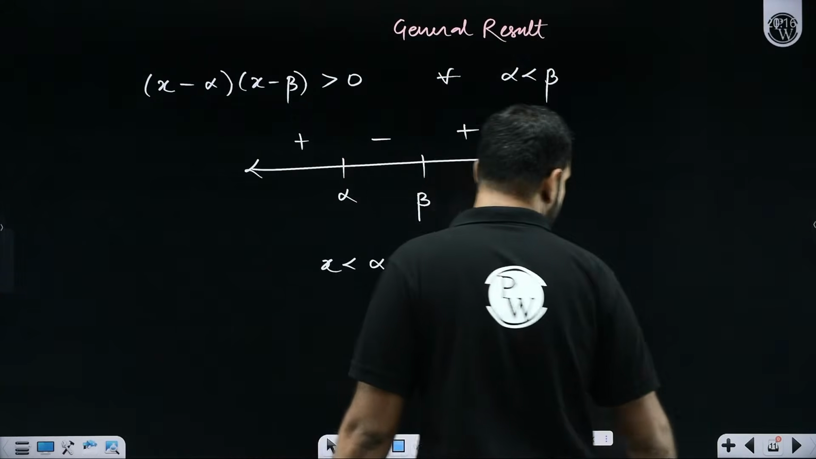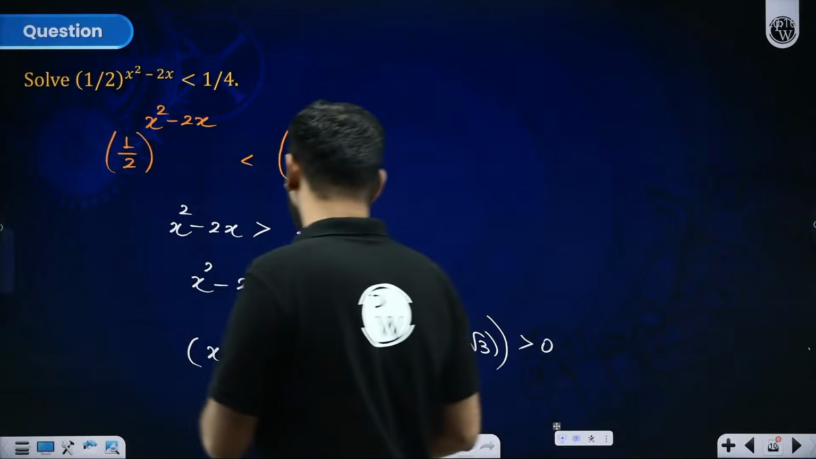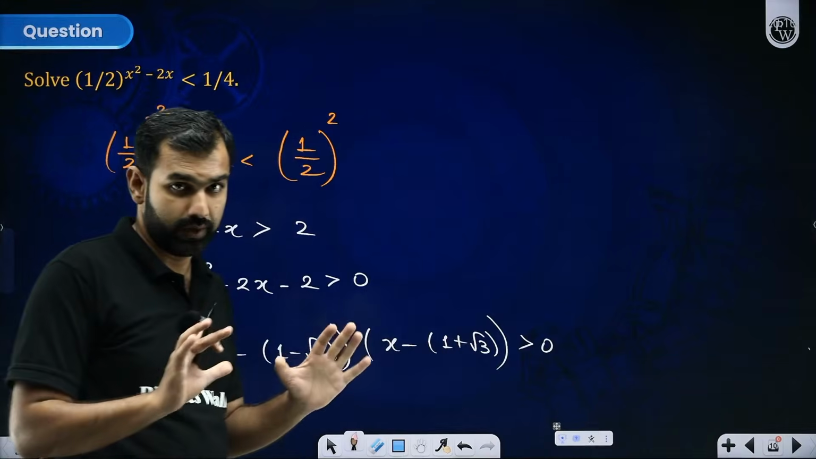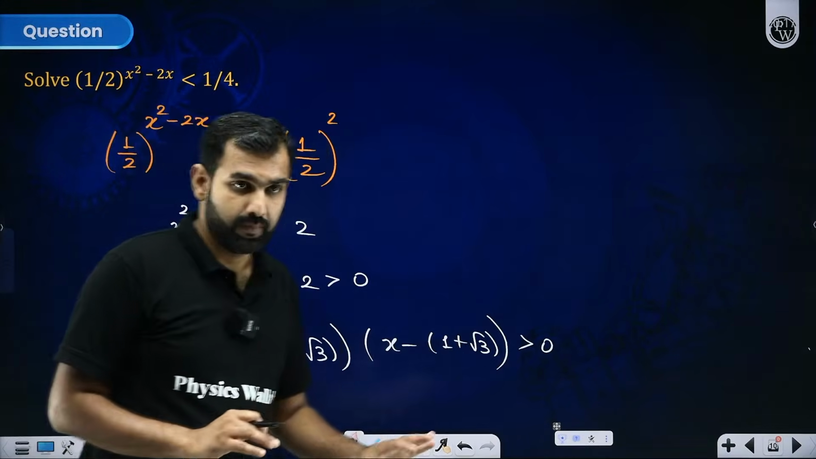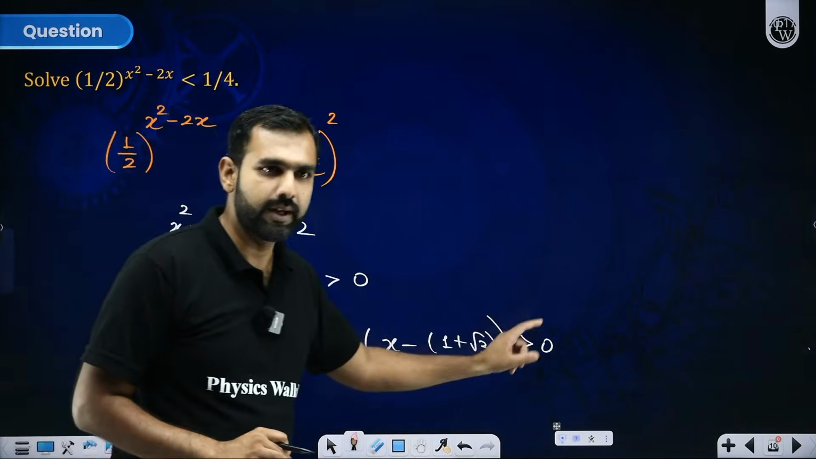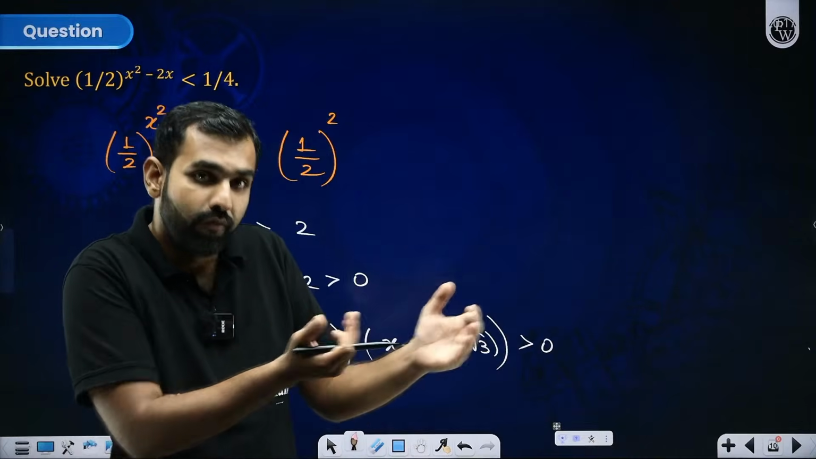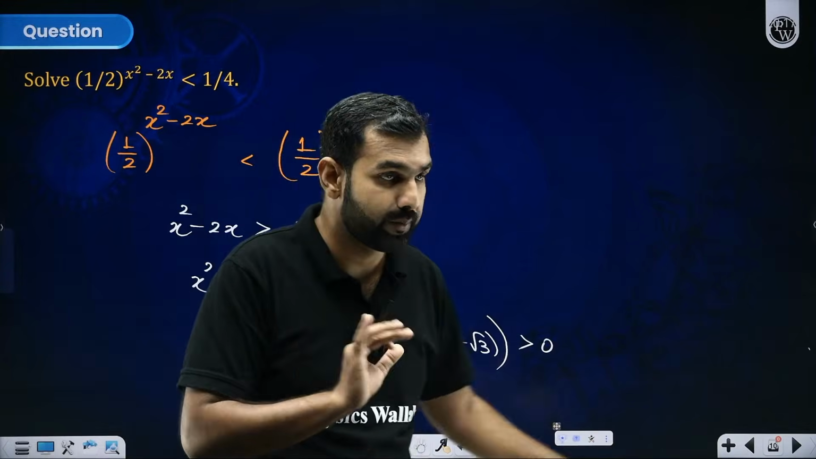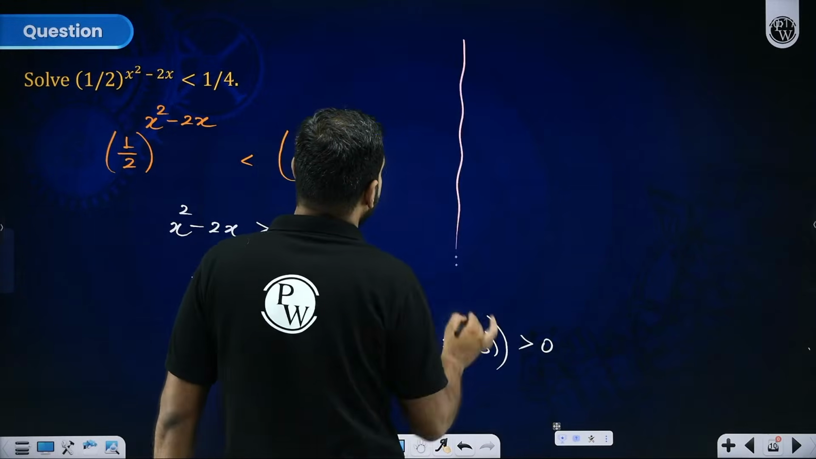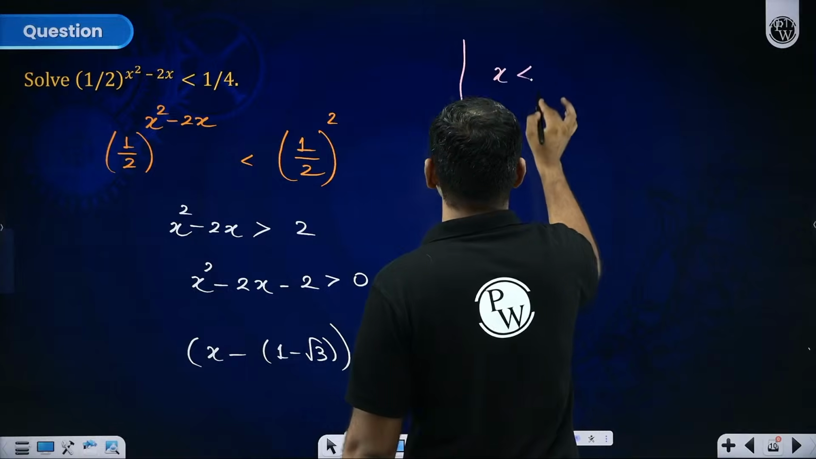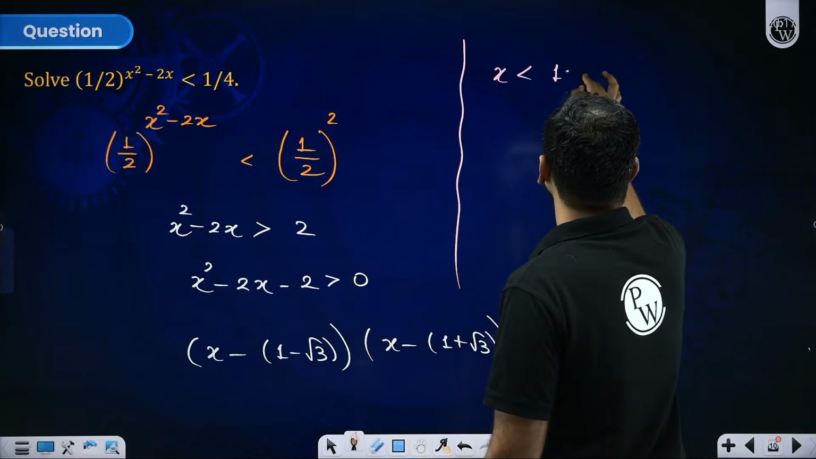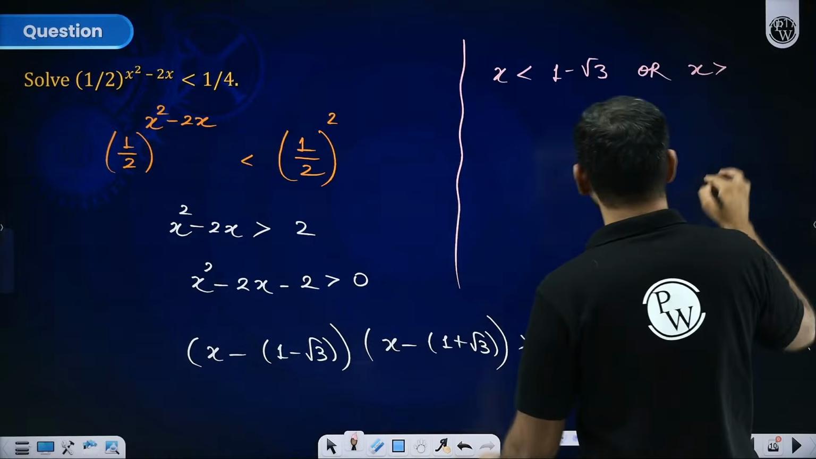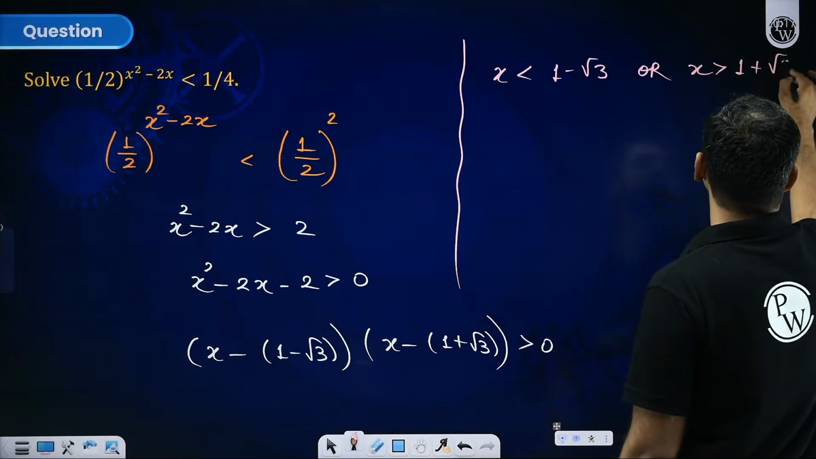So if I get back to this question with this general result, this is your alpha, smaller root, this is beta, greater root. So what is going to be the final answer? Sir, x minus alpha into x minus beta positive happens before alpha and after beta. Able to understand my language? Able to digest what I'm saying? So with this, my final answer will be that x should be less than the smaller root, which is 1 minus root 3, or x should be greater than the bigger root, which is 1 plus root 3.